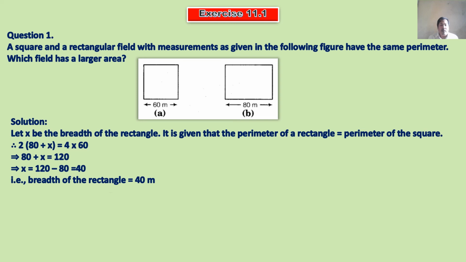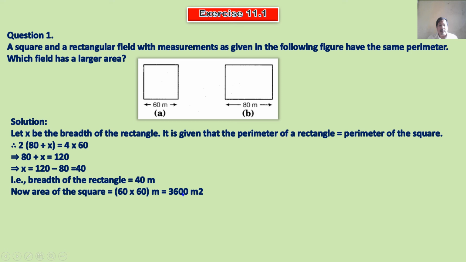Then next, what we are going to do is find the area of the square. How to find out the area of the square? Area of the square is side into side, isn't it? 60 into 60 meter, that is 3,600 meter square. So this is meter square, not meter two.